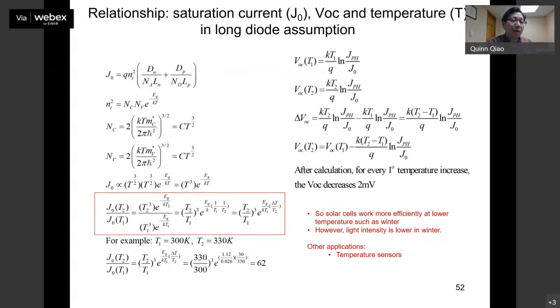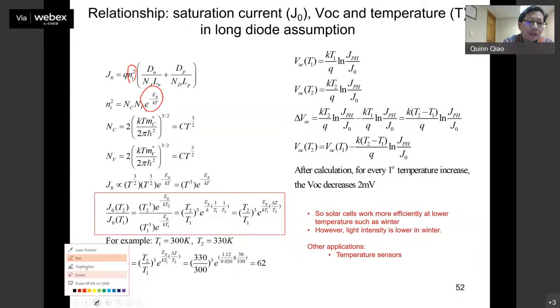Summer, probably your temperature is much higher than in winter time. And then if you want to care about how the temperature affects the VOC or solar cell performance, you can still take this equation, because this equation, this is the GIAN, right? GIAN equal to Ni squared. Here, Ni squared is equal to what? Nc Nv, and then e to the power of this.